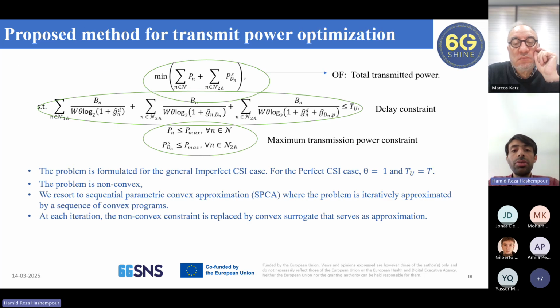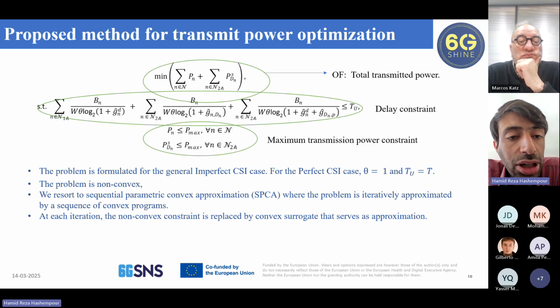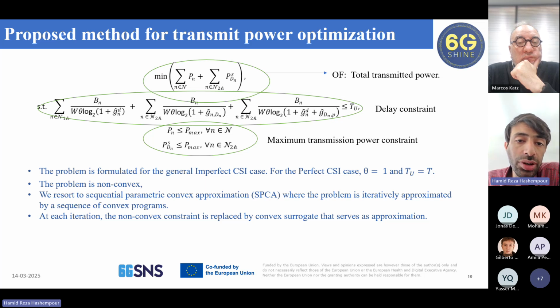After determining the relays and the devices for each category, we can minimize the power. The objective function, as we discussed before, is the total transmitted power. Then we have a constraint on the total delay and a constraint on the maximum available power. We consider imperfect CSI in this scenario, but it can simply be changed to perfect CSI by selecting theta equal to 1 and the uplink time equal to t.